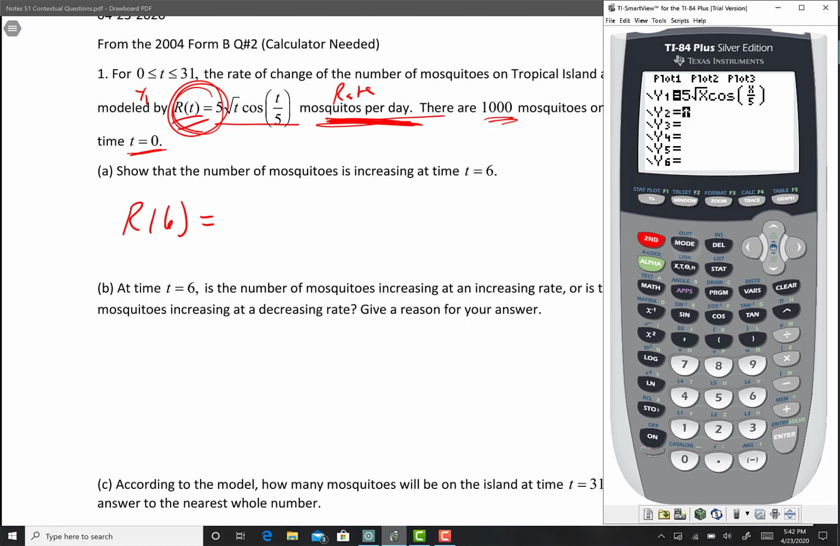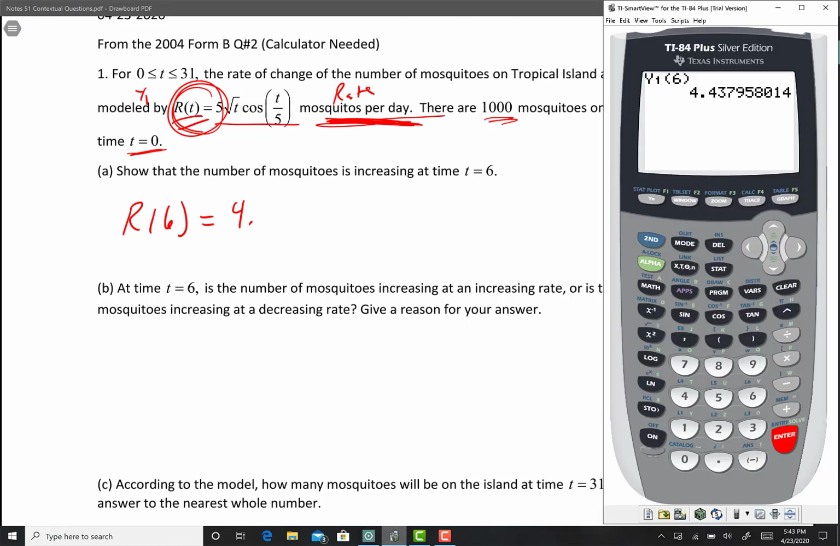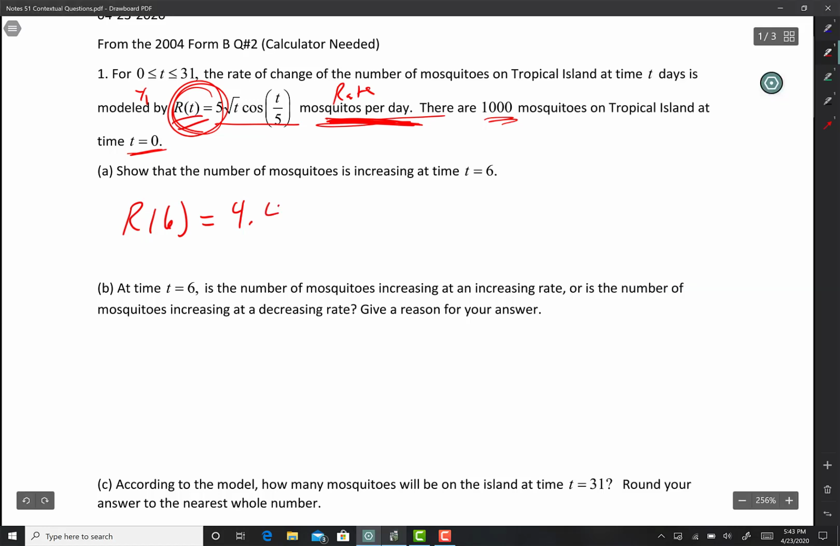All right, I'm going to go to my home screen. There's no need to take a derivative. I'm just going to say y1 of 6. You can also look at a table if you want. Alpha, calculate there, and you'll get the y values. y1, open parenthesis, put the number 6 in there, close it, enter. And there it is. I lost it. Let me make sure that my mode is in radian. Yeah, it is. 4.437 or 438. 437.